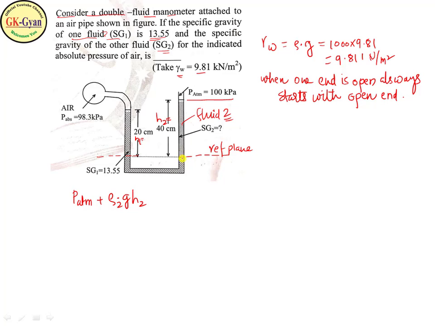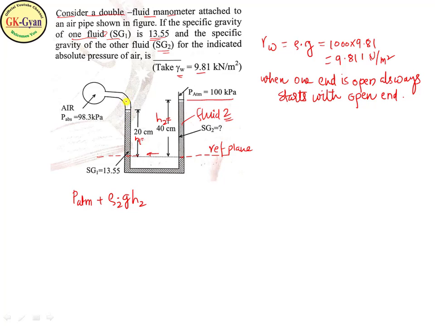From this point you are moving horizontally. From this point they are on the same level, so the pressure will be the same there. So there will be no change in the pressure. So move directly from this point to this point. We did this concept in the previous lecture. So you move to this point, the pressure will be the same. Now from this point you are moving upward 20 centimeter.